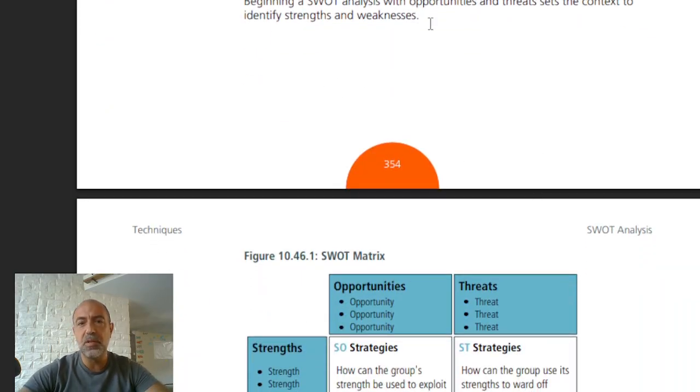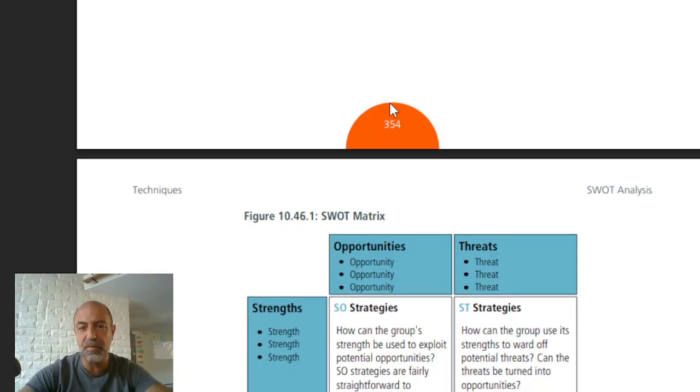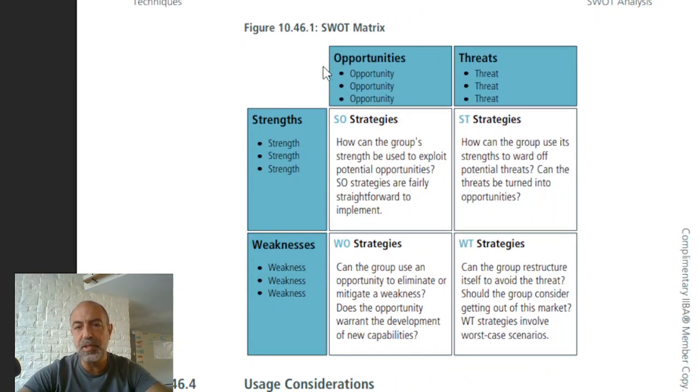Beginning a SWOT analysis with opportunities and threats sets the context to identify strengths and weaknesses, right? That's exactly what we just read. I think it is TOES. TOES is SWOT, but if you start with opportunities and threats, you set it differently. And this is basically it. Oh, look, this is the matrix.